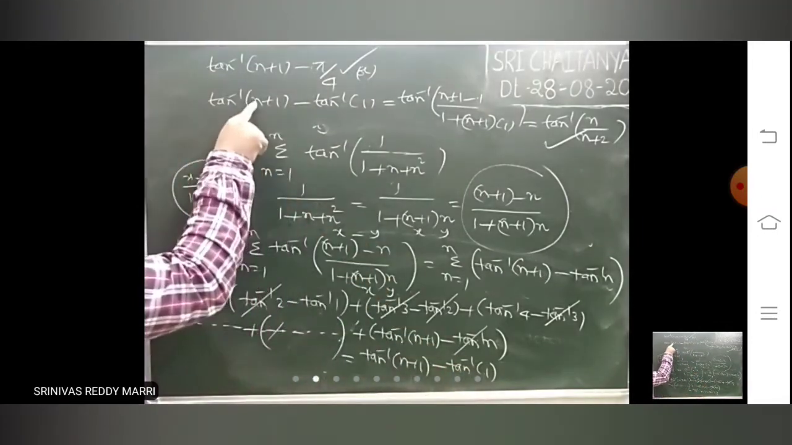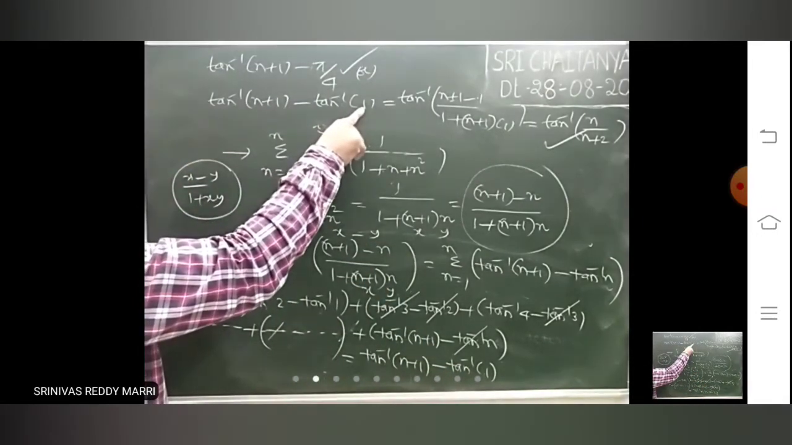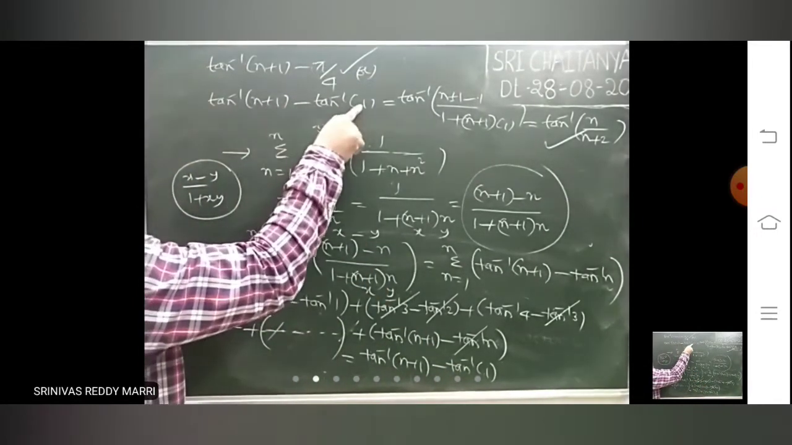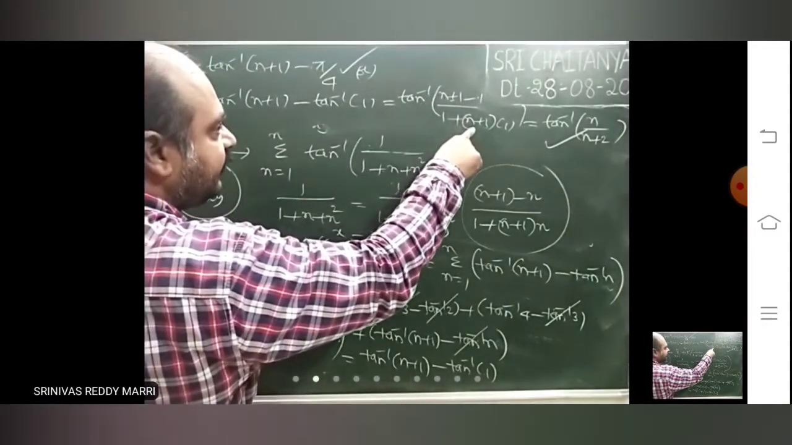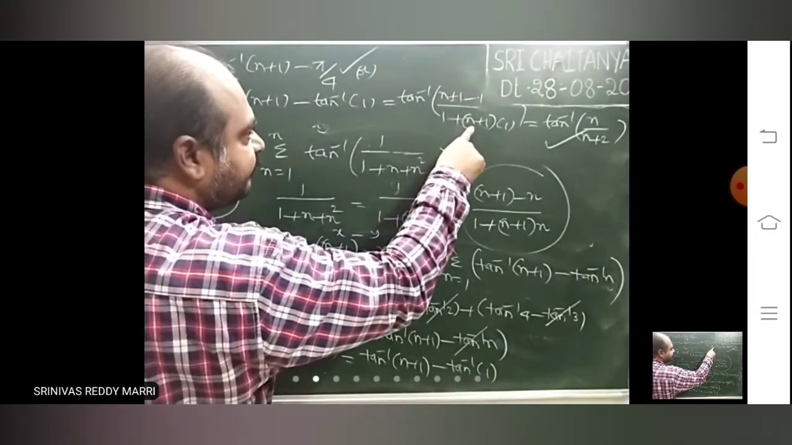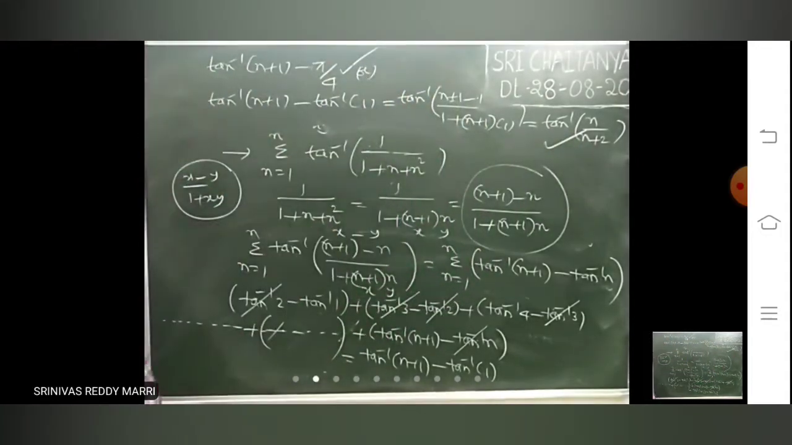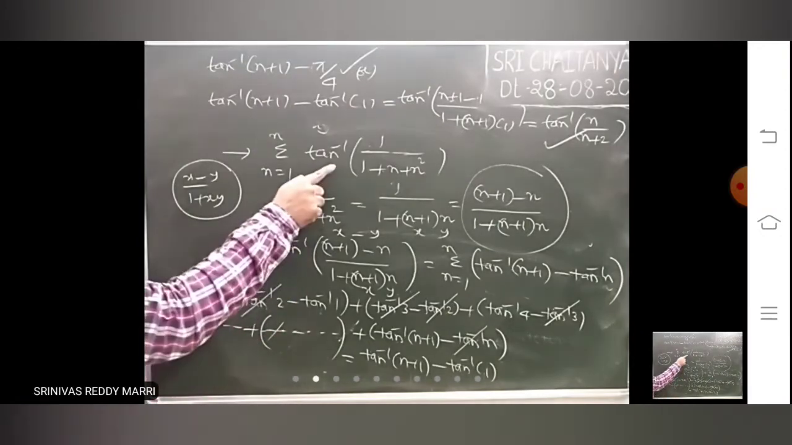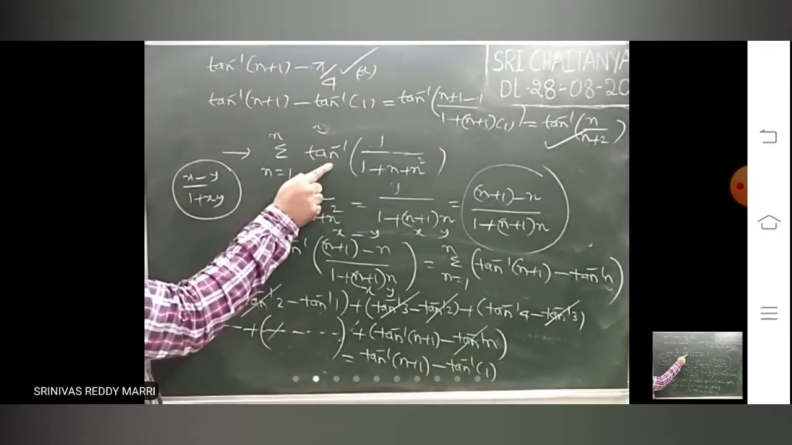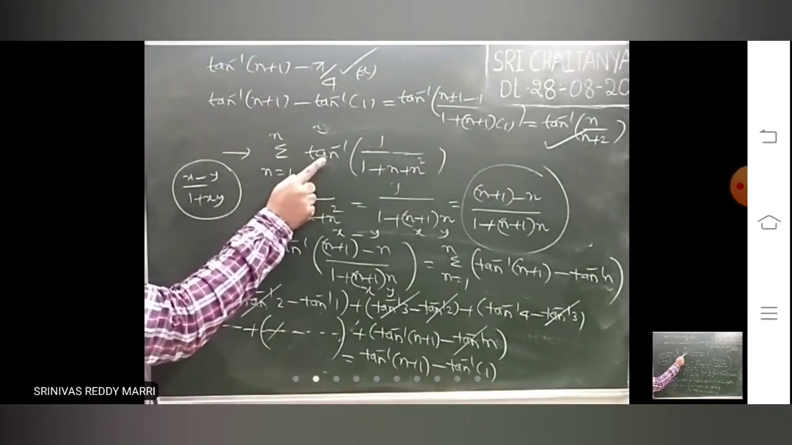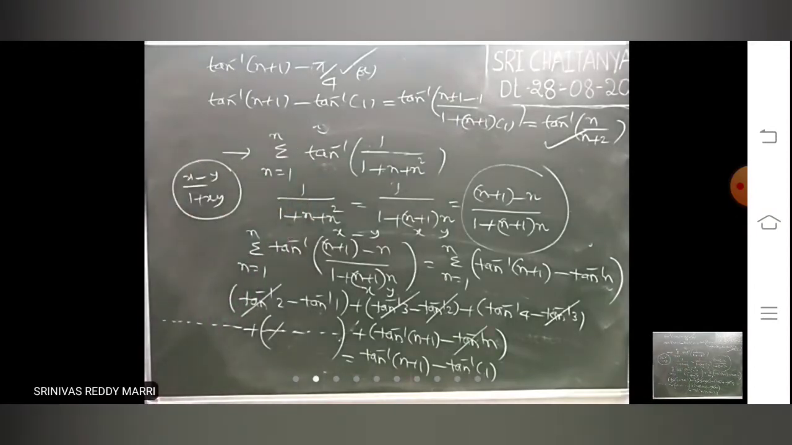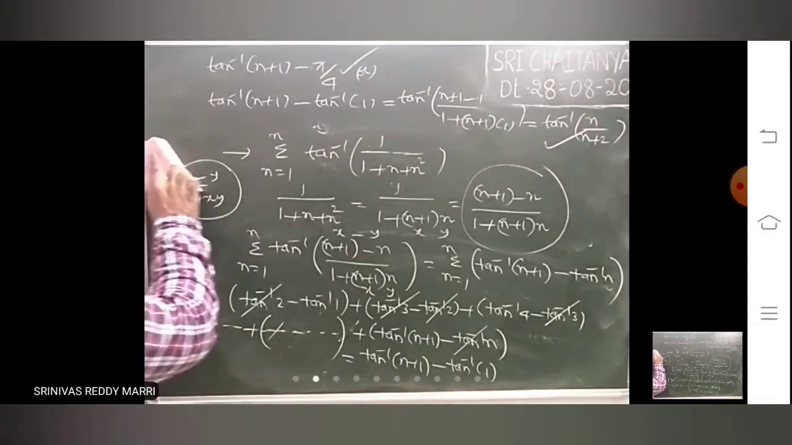Tan inverse 1 is there, tan inverse x minus tan inverse y. Therefore, again you write tan inverse x minus tan inverse y, which is tan inverse of (x minus y) divided by (1 plus xy). This is the answer, or this is the answer. This is n terms, there will be n tan inverses.